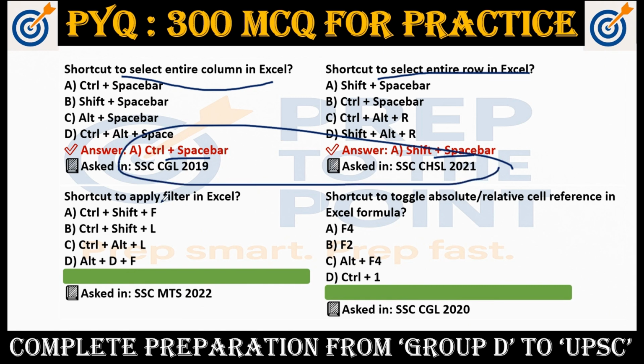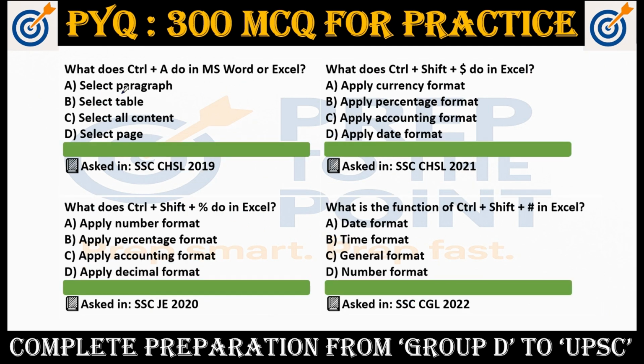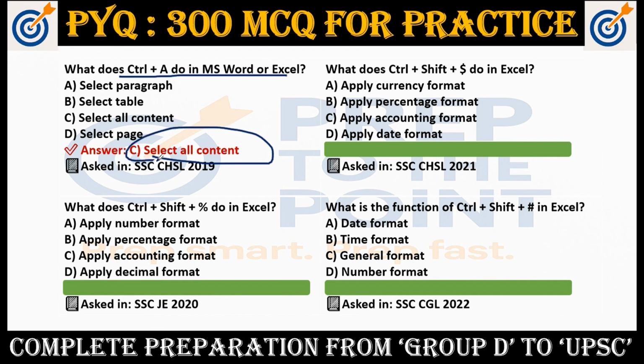Shortcut to apply filter in Excel. Control Shift L. Shortcut to toggle absolute or relative cell reference. It's F4. What does Control A do in MS Word or Excel? Select all content. Control A for select all.